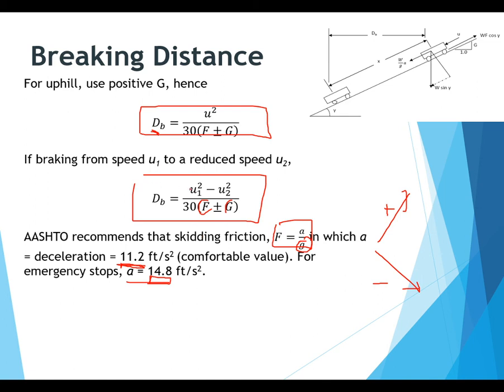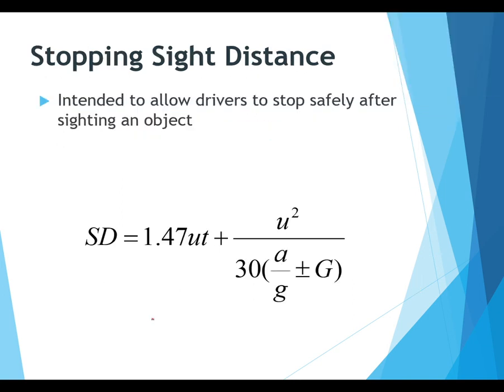And if you're using two speeds, for example when you have an exit and you want to slow down for it, that's the first speed squared minus the second speed squared.